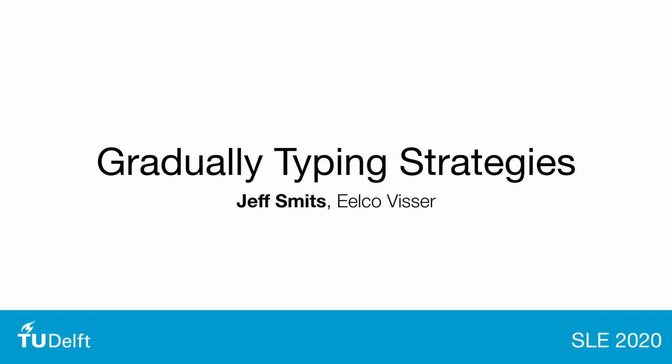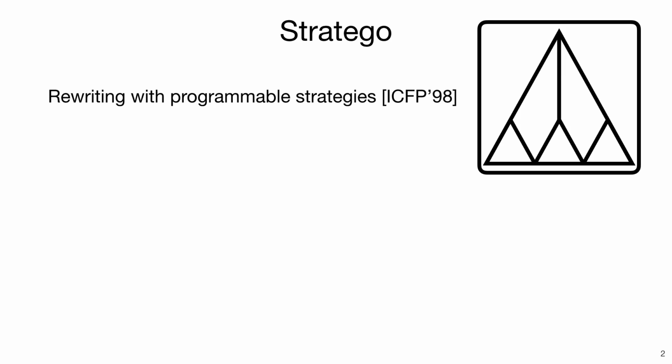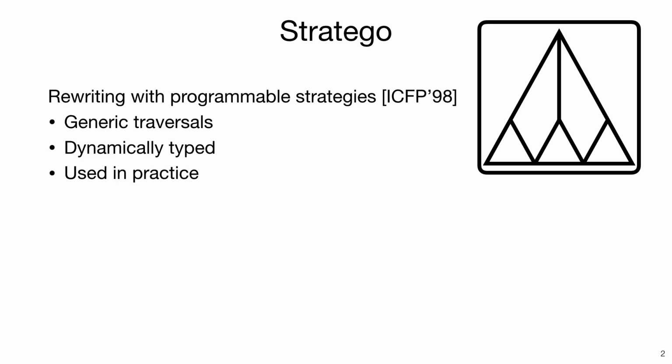This is a presentation on gradual typing strategies, which is work done in collaboration with Eelco Visser. Our story begins with Stratego. Stratego is a term rewriting language with programmable strategies for applying rewrite rules. Programming strategies is done through generic traversal primitives that can visit the children of any tree-shaped terms. Stratego is dynamically typed, which allows it to apply generic traversals without restriction.